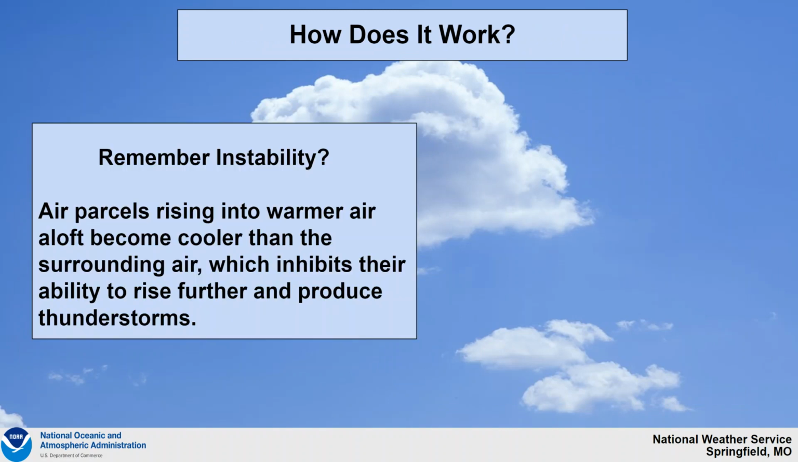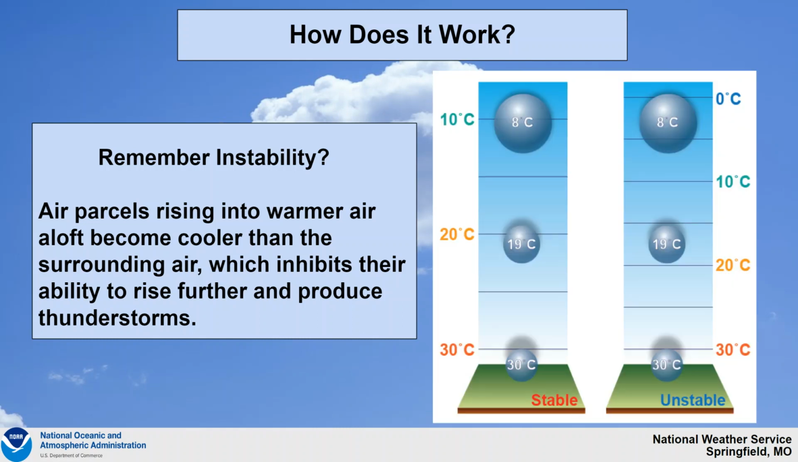But how exactly does this work, a little bit more in detail? So if you remember the chapter video on instability, how the cap works is that those air parcels rise into warmer air aloft and they become cooler than the surrounding air. Now, this is what inhibits the ability for those to rise and produce thunderstorms.